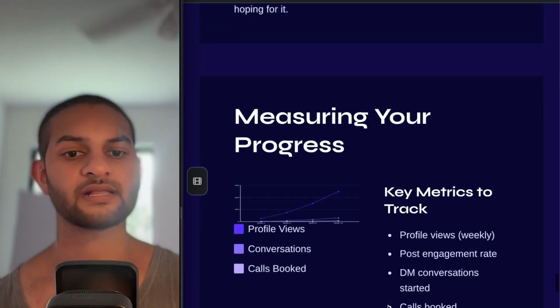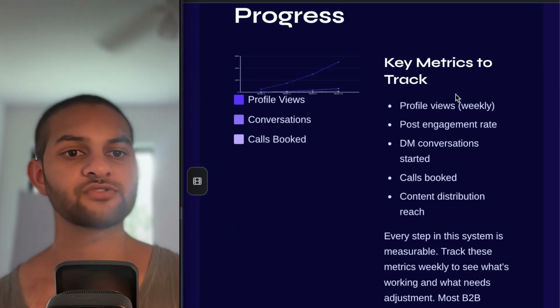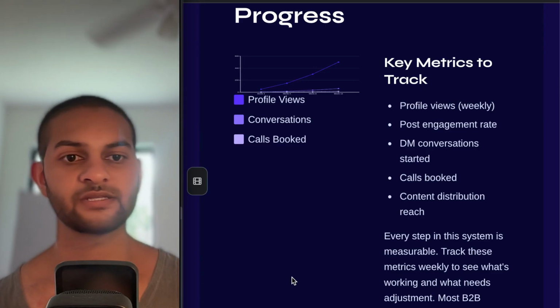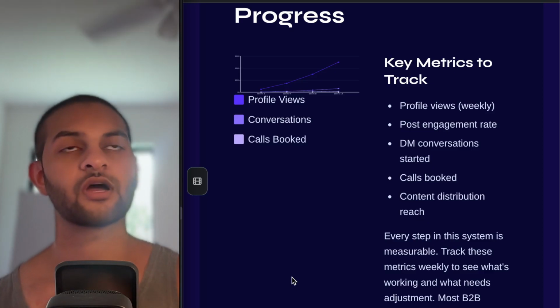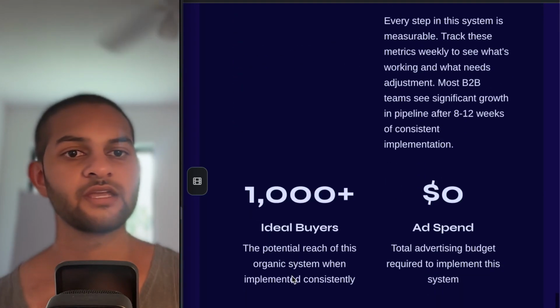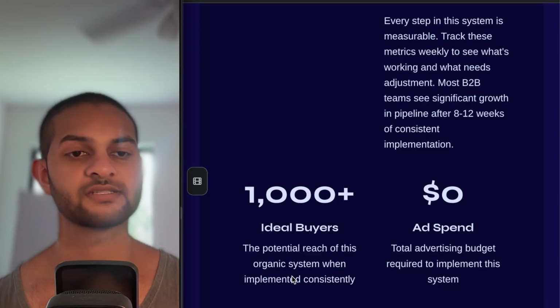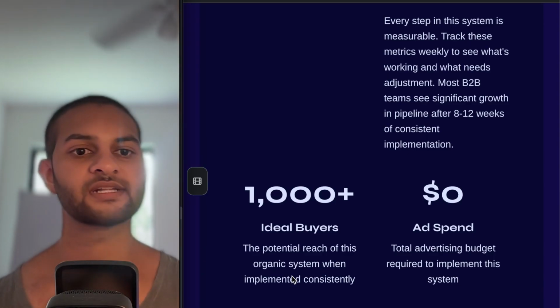Measuring your progress. Key metrics to track: profile views weekly, post engagement rate, DM conversations started, calls booked, content distributed, or content distribution reach. Every step in the system is measurable. Track these metrics weekly to see what's working and what needs adjustment.